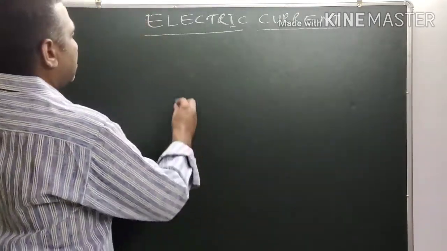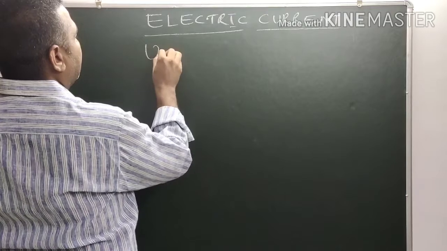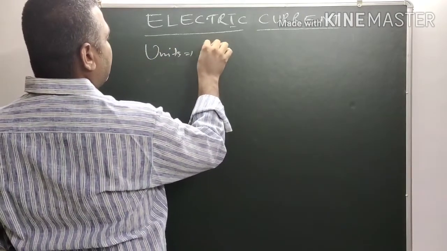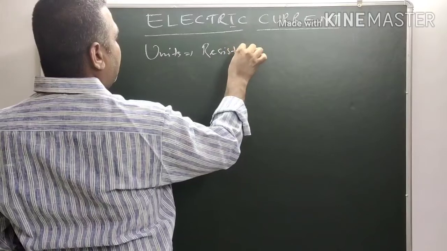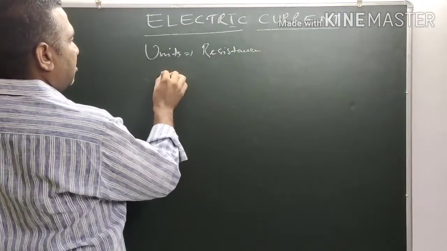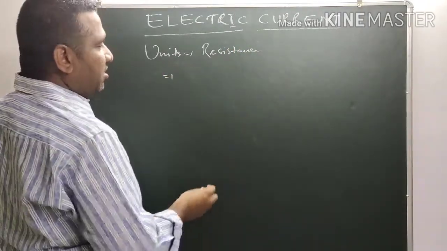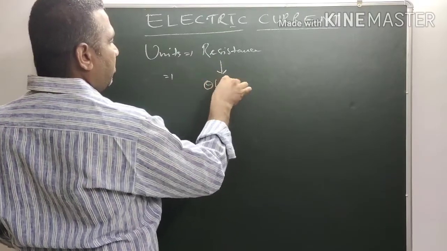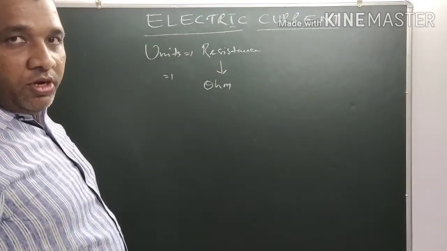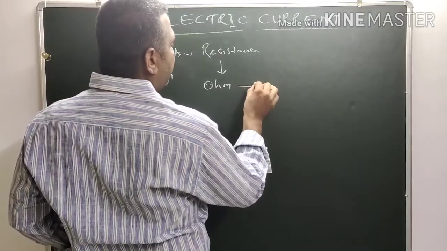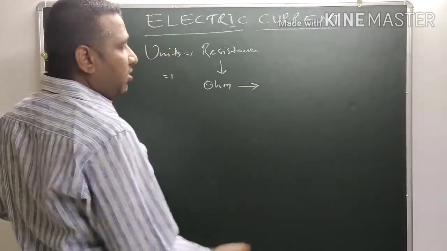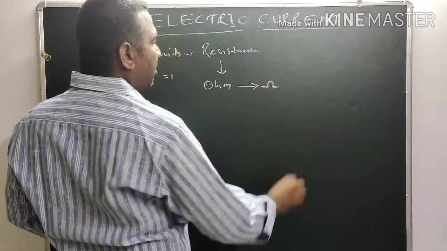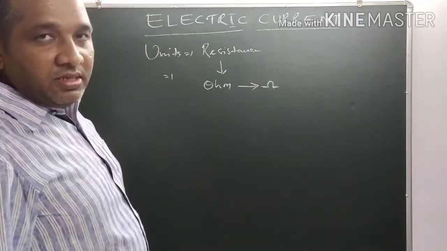Now we'll see the units regarding resistance. We measure resistance in ohms. Ohm is the measuring unit for resistance. The symbol for ohm is this; this is the symbol to represent the resistance value.